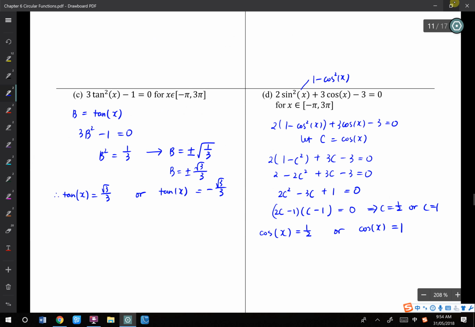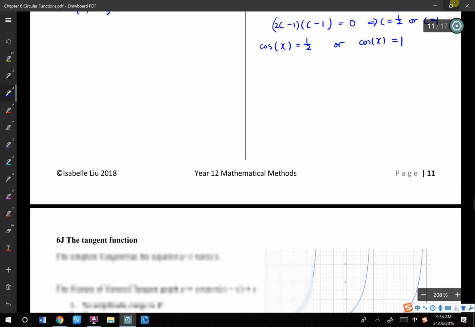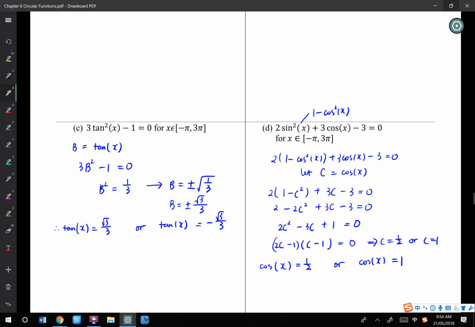All right. Any questions for circular function solving? Yes? Yeah, you just solve for x. The question is asking for x. The x domain is given there. So you just keep working from that.